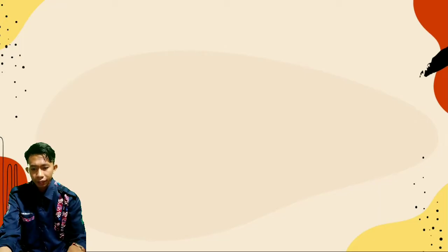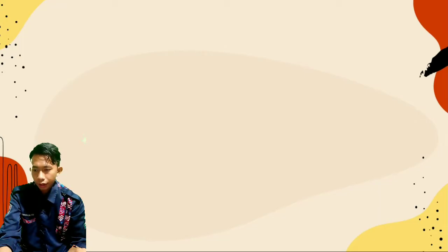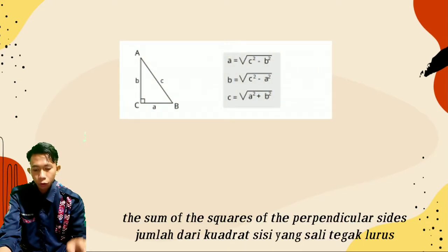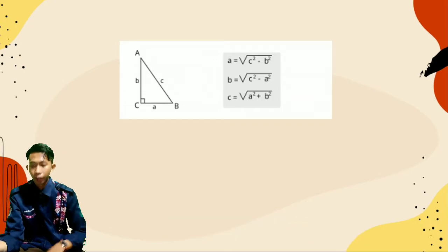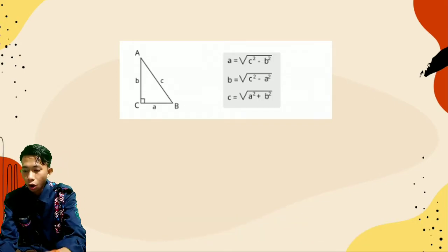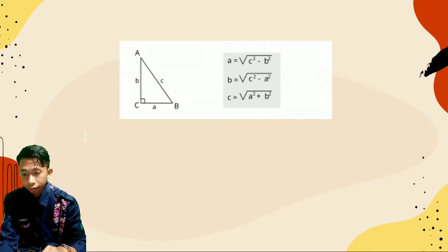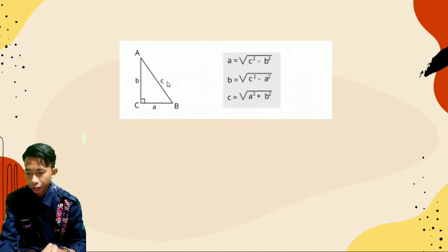Alright, let's go to the main topic. The theorem can be stated in several different ways, but the simplest way to describe it is: on a right triangle, the sum of the squares of the perpendicular sides is equal to the square of the hypotenuse. For a right triangle with legs A and B and hypotenuse C, A squared plus B squared equals C squared.